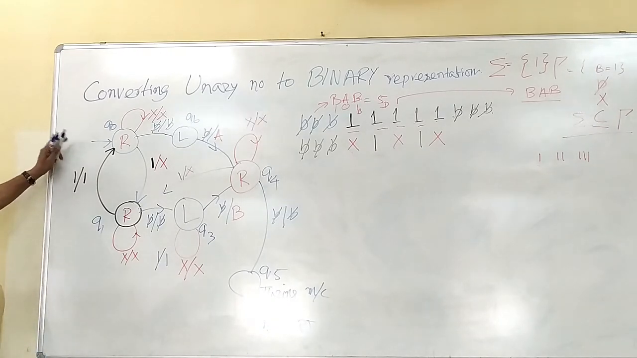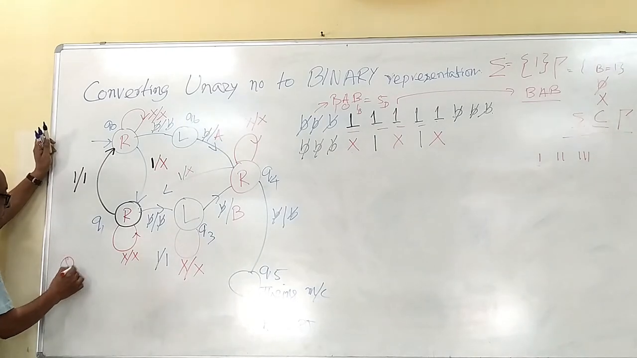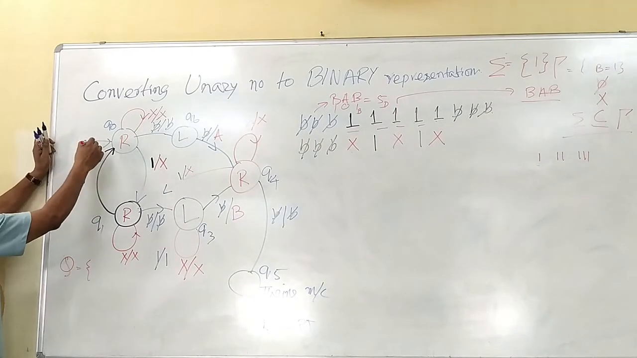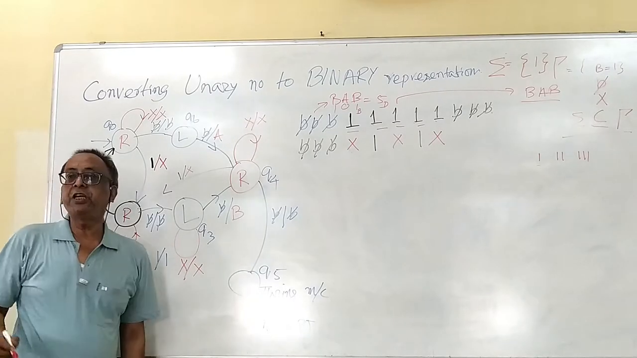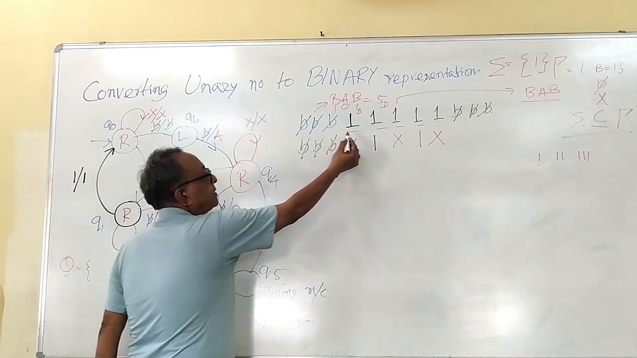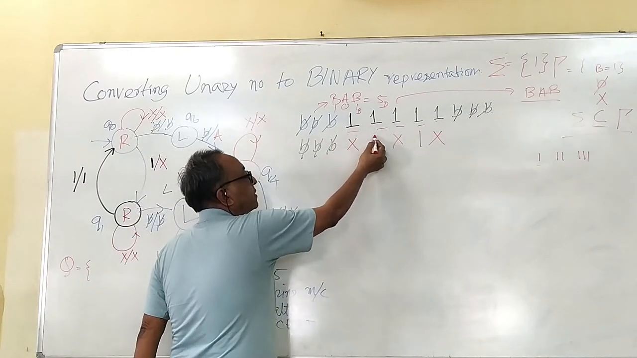First of all, this is the start. In every Turing machine, you know, the set of states is Q. Q is a collection of states, and Q0 is the starting state. So the first objective of this machine is that whenever it sees a 1, it crosses it. And for the next one, it doesn't do anything.